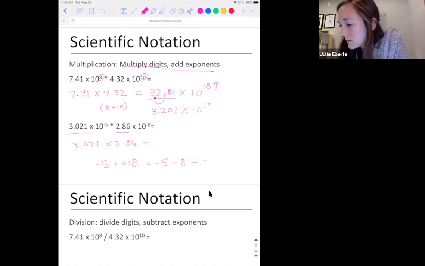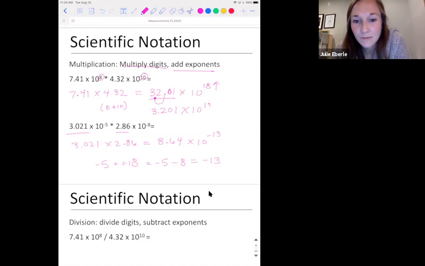Okay, what's our new base number? Anybody get it? 3.021 times 8.64. I'm going to go with that. Thank you, Abby. And then it should be times 10 to the negative 13. Okay. Now I know those exponents are pretty large, right? But don't let that freak you out. When you multiply numbers with exponents, you get numbers with even bigger exponents, okay?